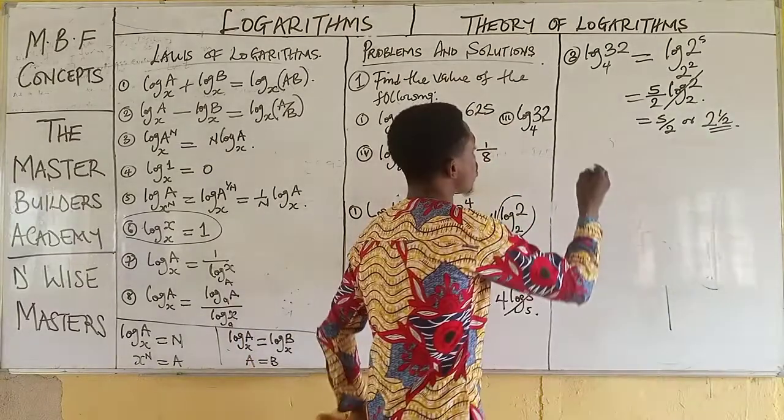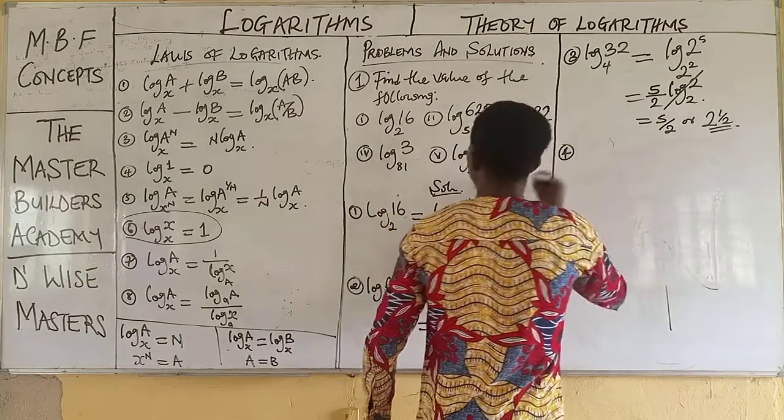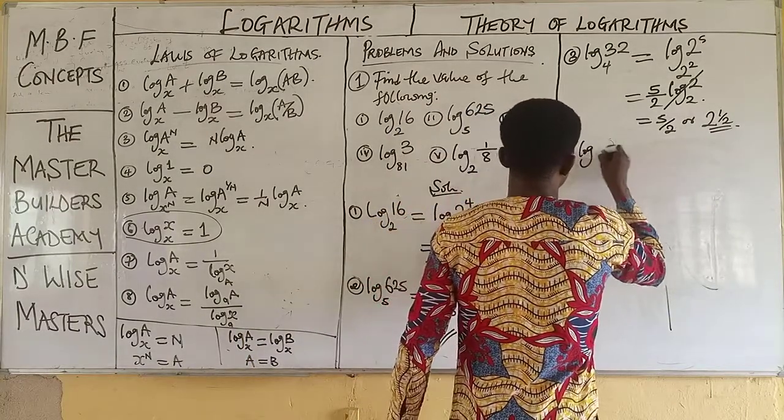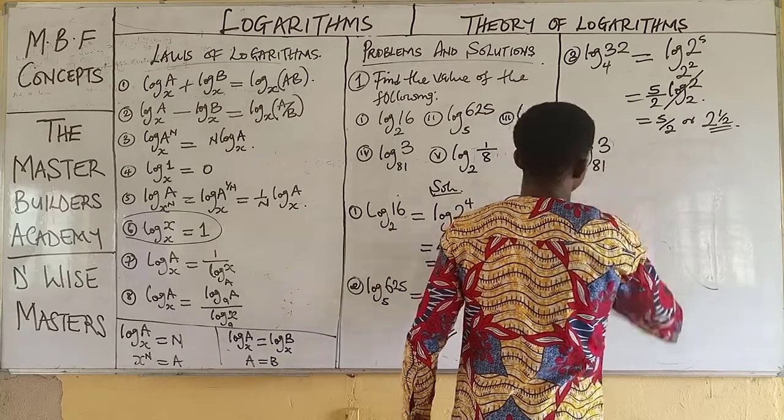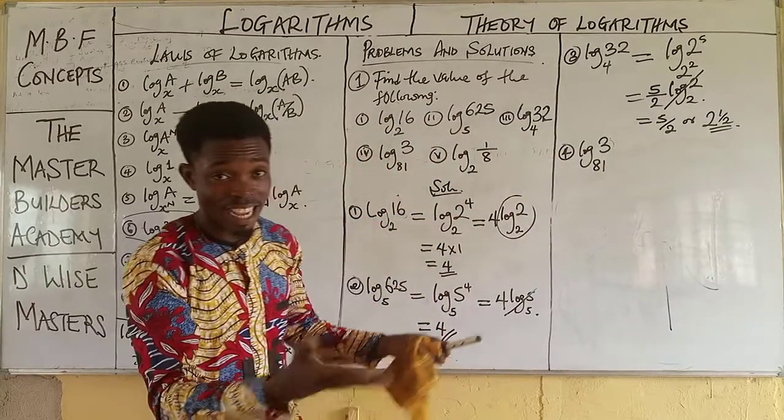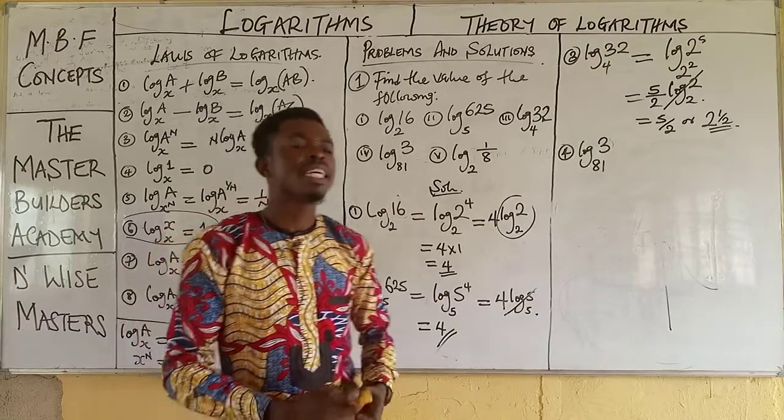Now, what happened to question number 4? We have the log of 3 to 81. This guy is very simple. You see, it is the same.